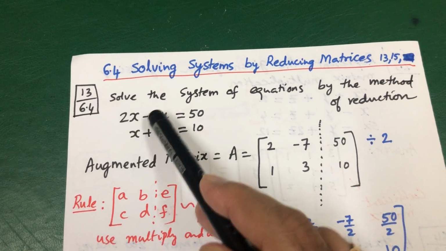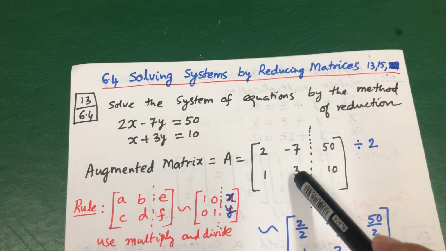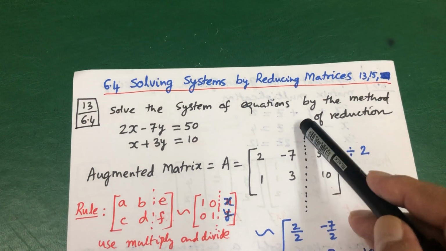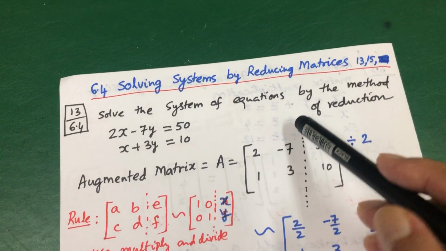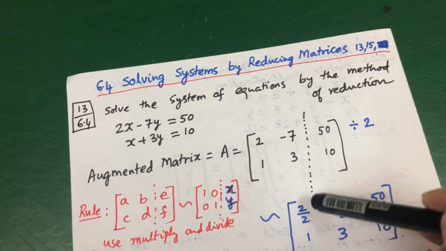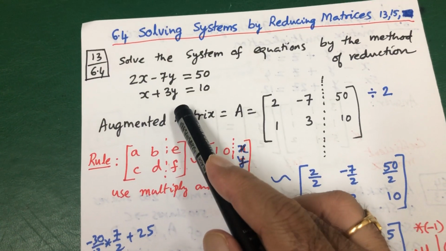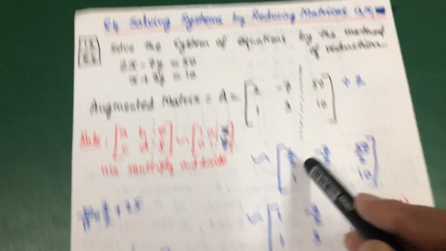Augmented matrix means 2, 7, 1, 3. See this 2, 7, 1, 3 and 50, 10. You write a little away. If you want, you can make a separation. Even if you don't separate, no problem. What is this? This is called augmented matrix. What is that we are doing? We are using matrix theory.